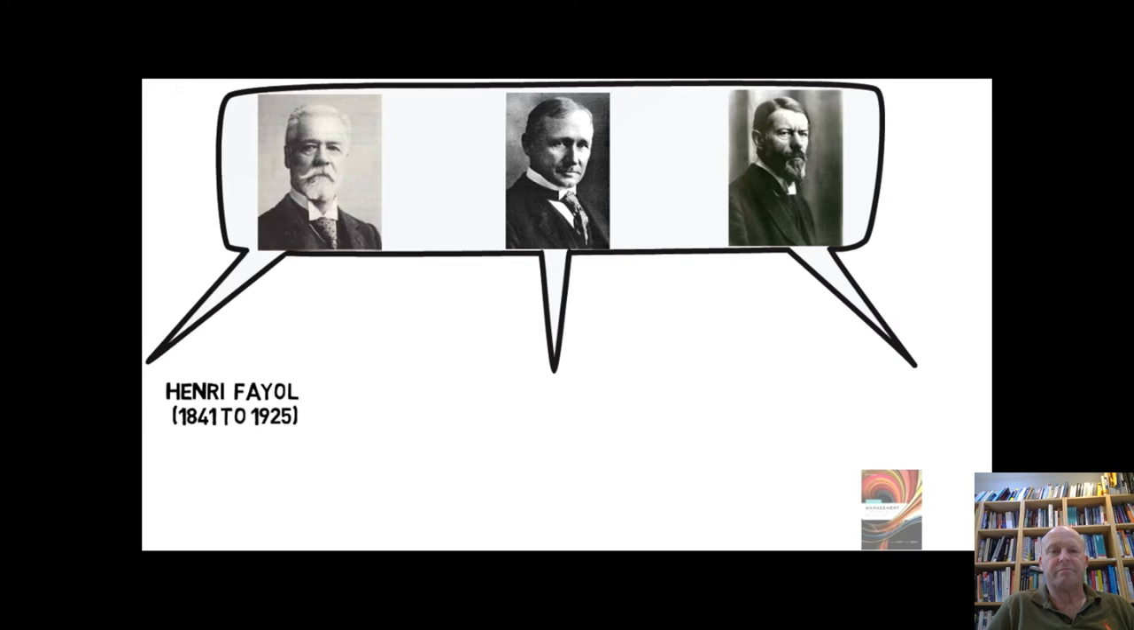Henry Fayol published his major work on management in 1916. He outlined key management activities. He stated that to manage is to forecast and plan, to organise, to command, to coordinate and to control. He also listed 14 principles of management. Fayol was arguably the first to achieve a genuine theory of management.